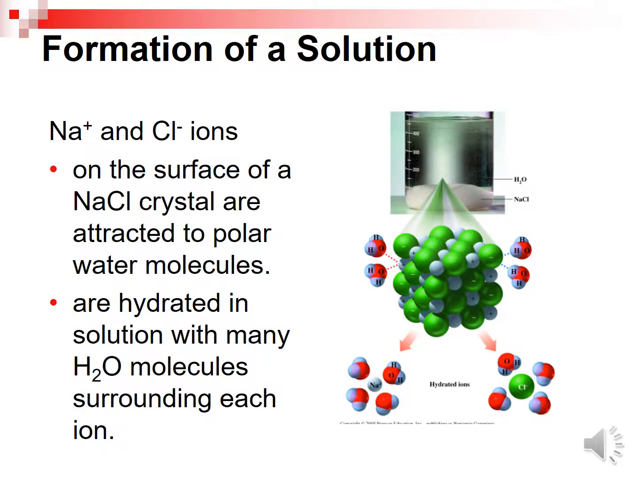Water, with its partial negative oxygens, can attract positive ions on a sodium chloride crystal. Those would be the sodium ions. It pulls them out of the crystal and then surrounds the sodium ion. And at the same time, the hydrogen part of the water, the positive end, can attract the negative chlorides, pull those out of the crystal and then surround them. The surrounding of the ions with water molecules is called hydration, and it's a very important step in dissolving because it keeps those ions from going back into the crystal.